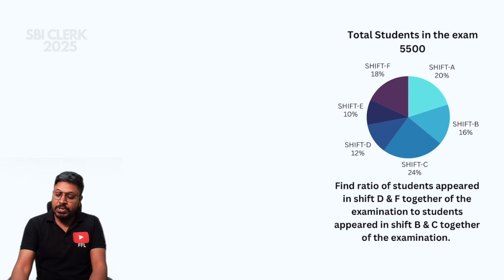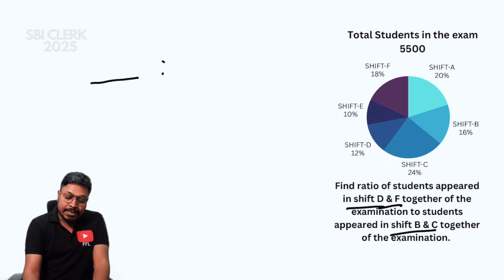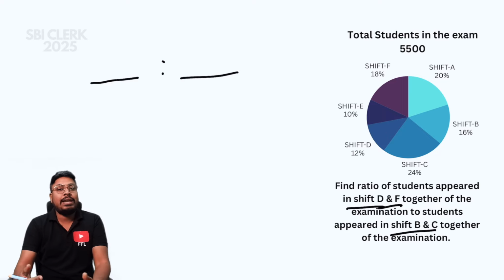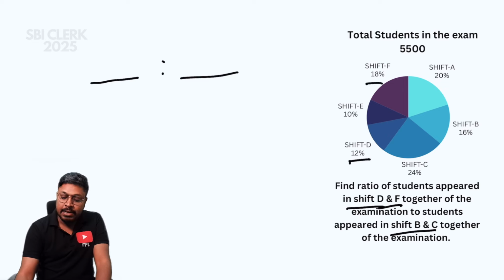Now find the ratio of students appearing in shift D and F together to those appearing in shift B and C together. See, we need to find the ratio. Similarly, on the left hand side we will get 5500, and on the right hand side also 5500. So don't write the value. Better write only the percentage value, right? So D and F. D is how much? 12. F is how much? 18. So 12 plus 18 will be 30 percentage.